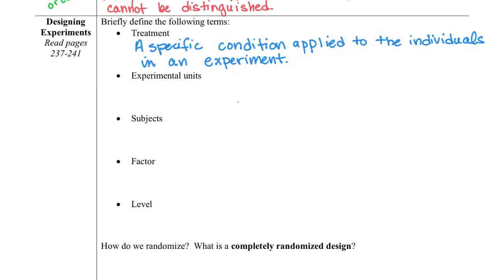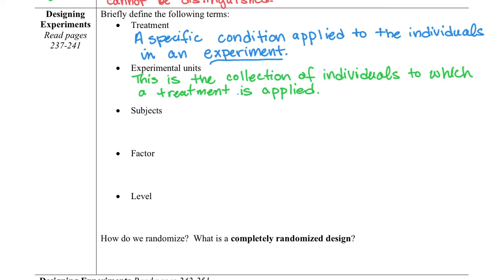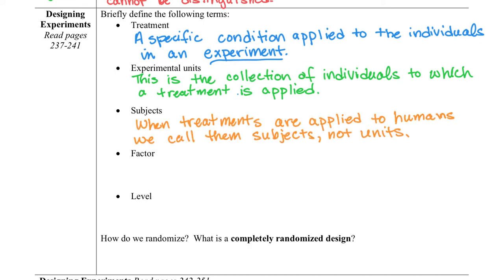I'm going to run down these definitions rather quickly. We're going to cover them a little bit more in class. The first one is treatment, which is a specific condition applied to the individuals in an experiment. Notice it is in experiments only. Treatments are not imposed in observational studies. Experimental units are the collection of individuals to which a treatment is applied. And when we apply treatments to human beings, we don't call them experimental units. We call them subjects in our experiment.